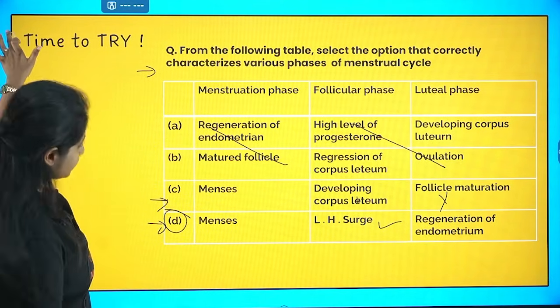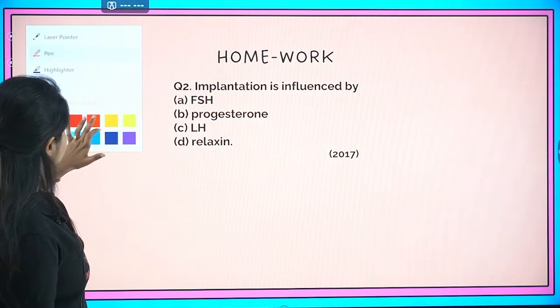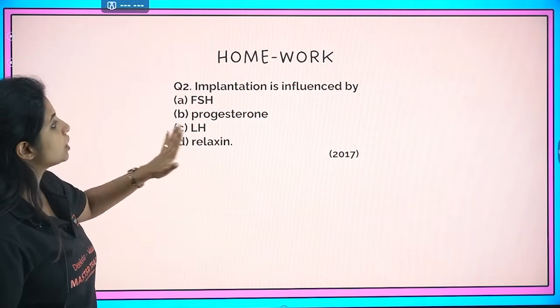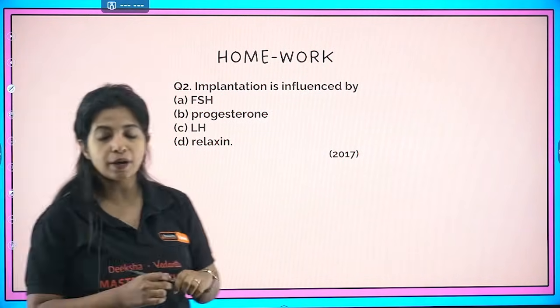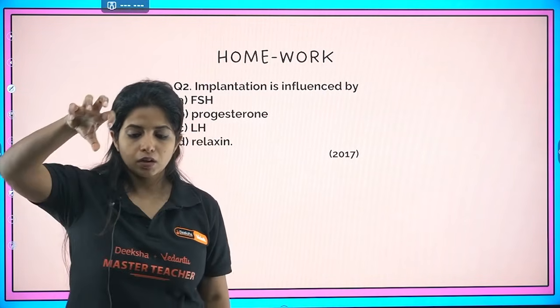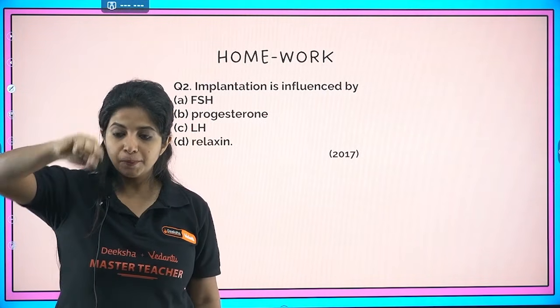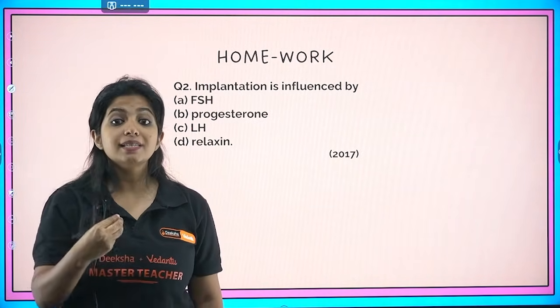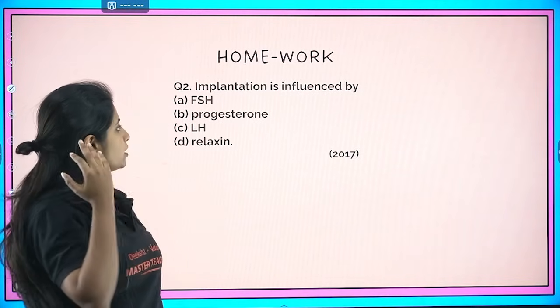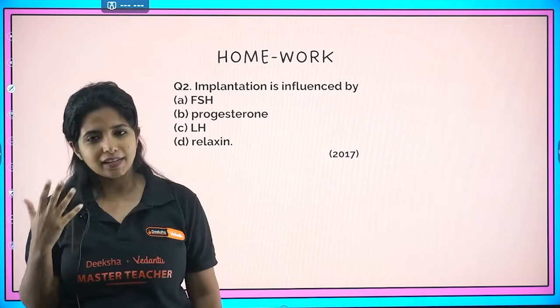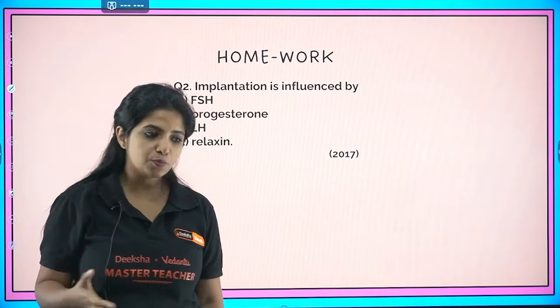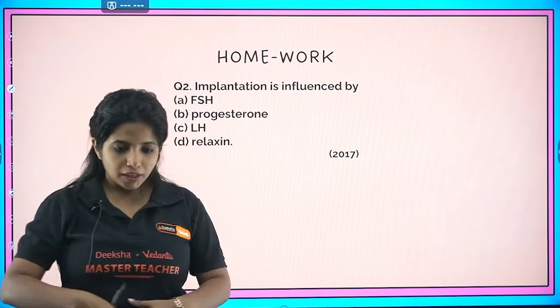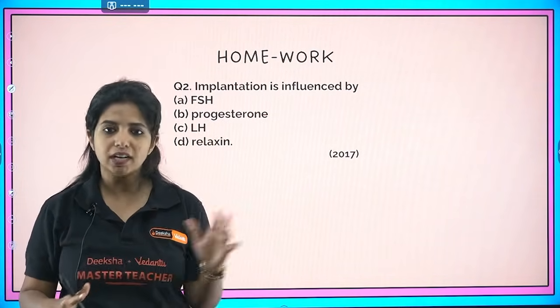Okay? Now I have a small question for you. Implantation is influenced by... implantation means the embryo going ahead and getting implanted into the endometrium. This is influenced by FSH, progesterone, LH or relaxin. Relaxin is a hormone that is released by the ovaries so that your ligaments are relaxed and the baby can move out. That has nothing to do with this.